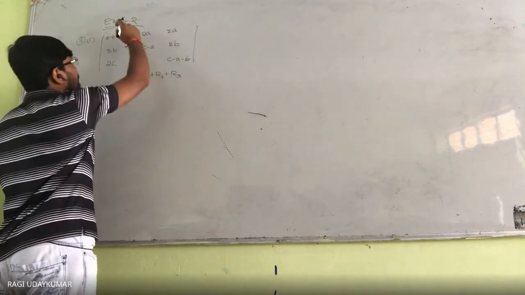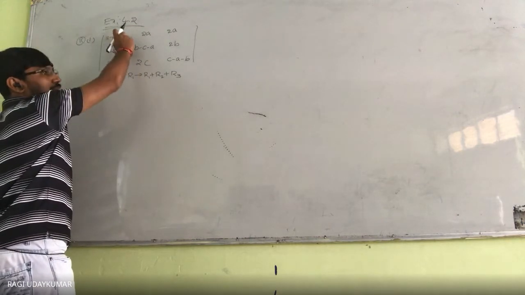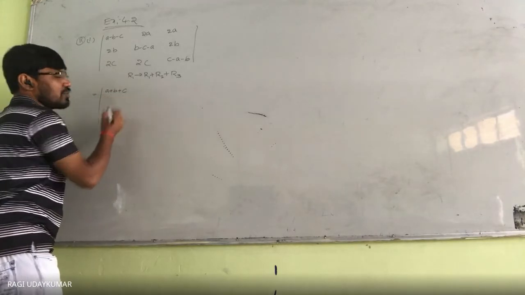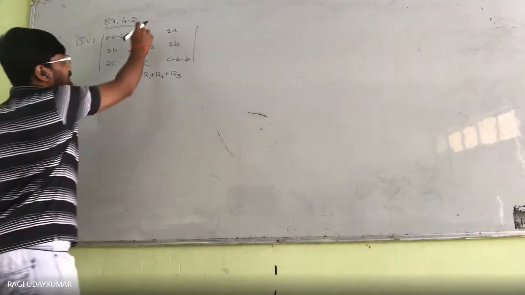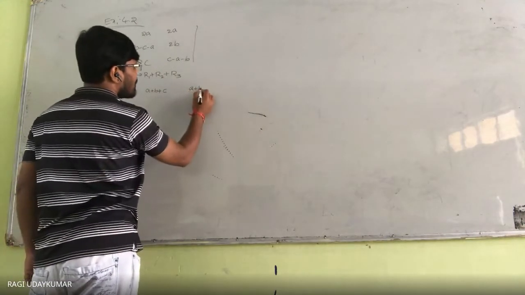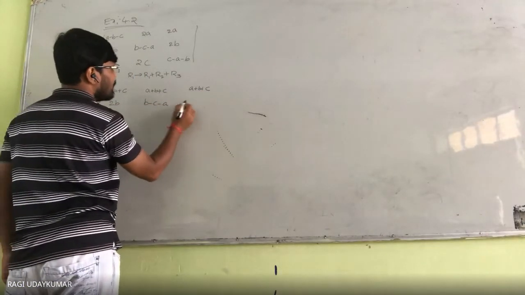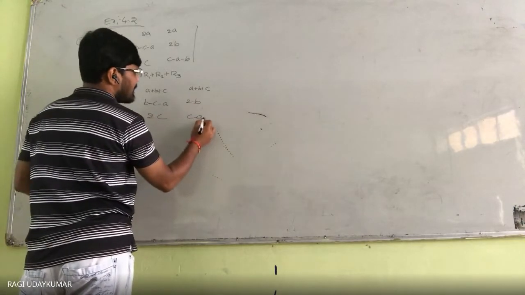So what do you get? This one plus this one plus this one. Here 2B, 2C is there. Here minus B, minus C. Then whenever you apply that one, here first you are going to get A plus B plus C. And this one also you are going to get A plus B plus C. Here also you are going to get A plus B plus C. The remaining: 2B, B minus C minus A, 2B, 2C, 2C, C minus A minus B.